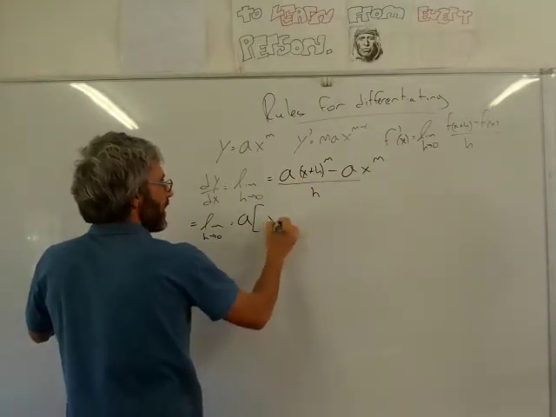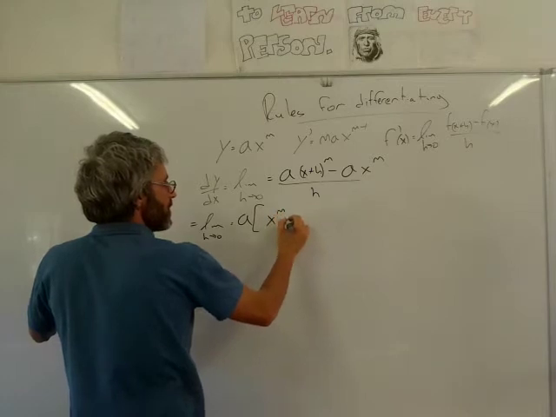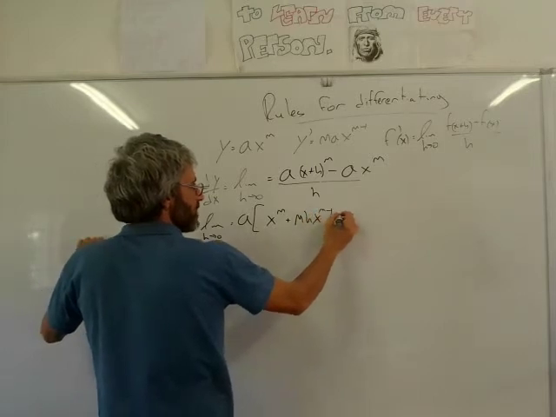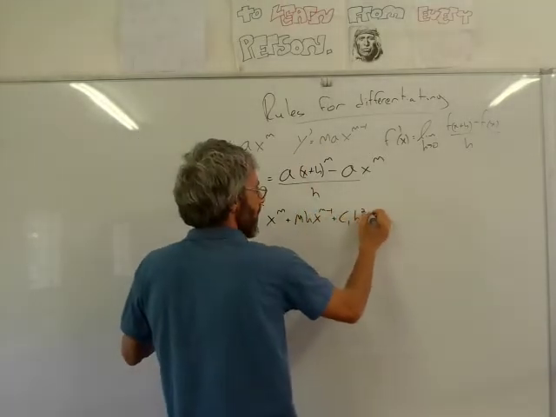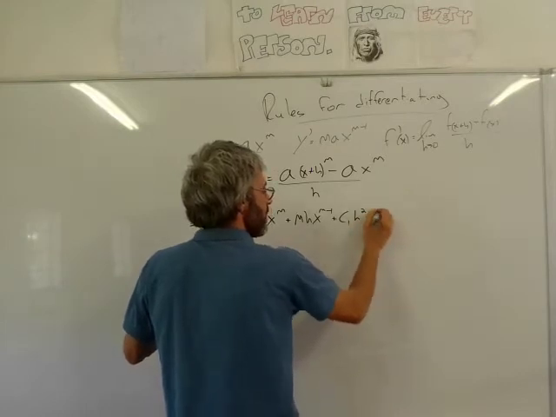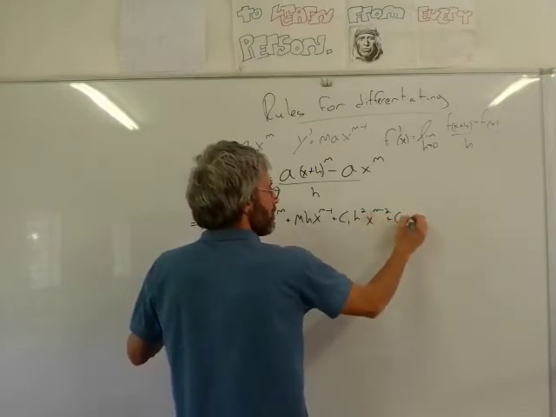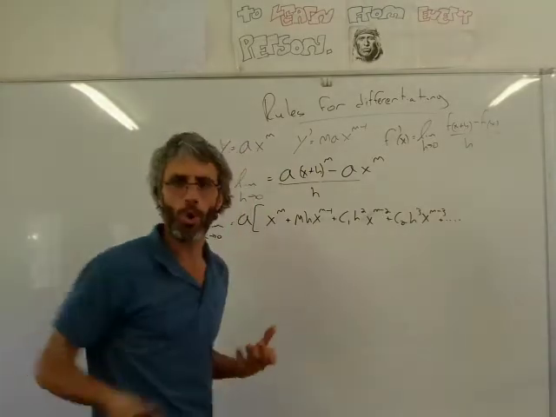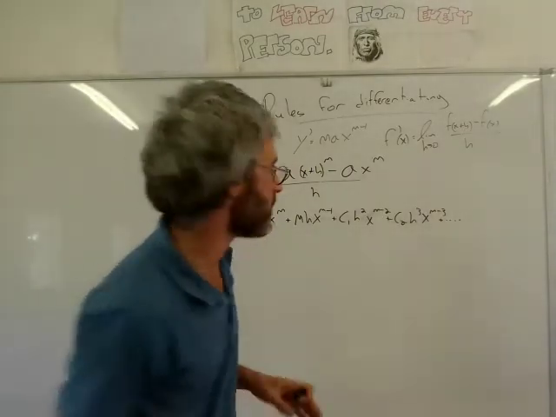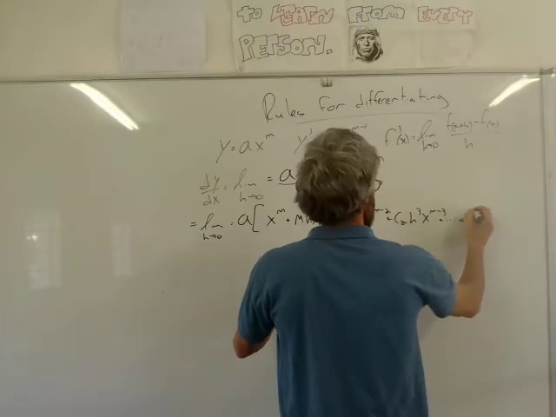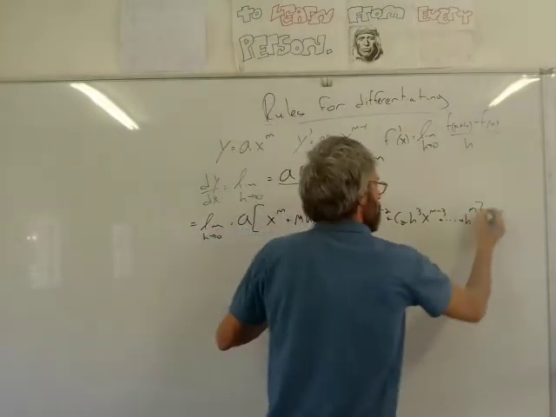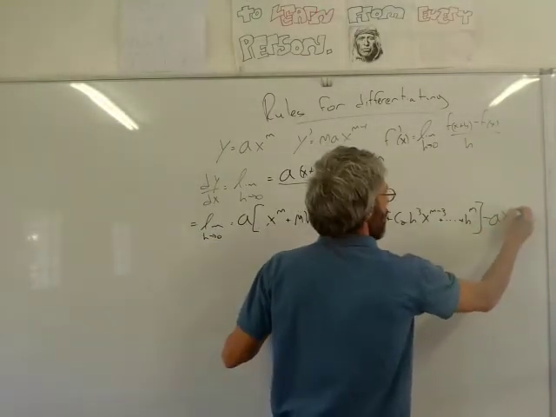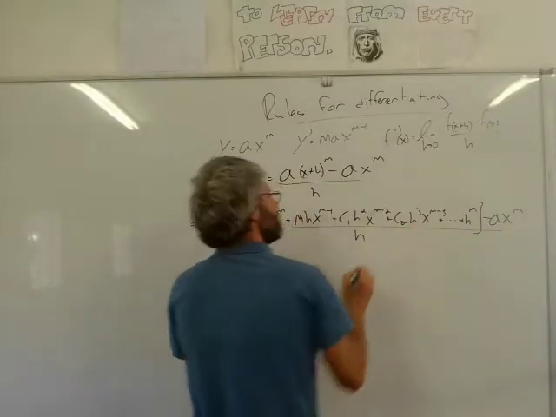I'm going to write, okay, I've got x to the power n plus n h x to the power n minus 1 plus c1 h squared x to the n minus 2 plus c2 h cubed x to the n minus 3 plus so on. I didn't write all the terms. You'll see later on it doesn't really matter. The last term is h to the n. All that, this thing is just that. Then I need to take away a x to the power n, divided by h.